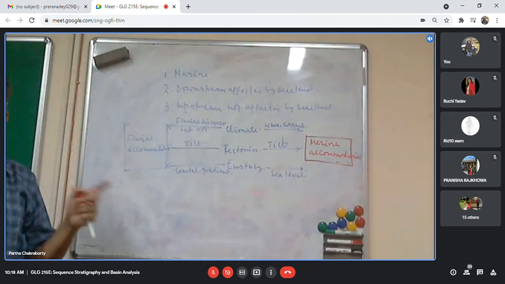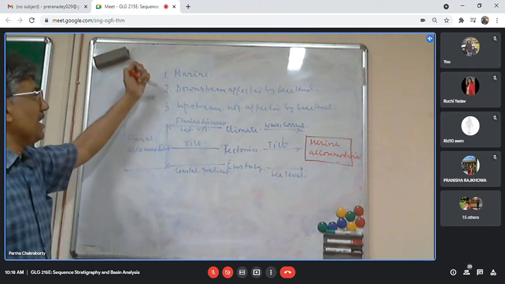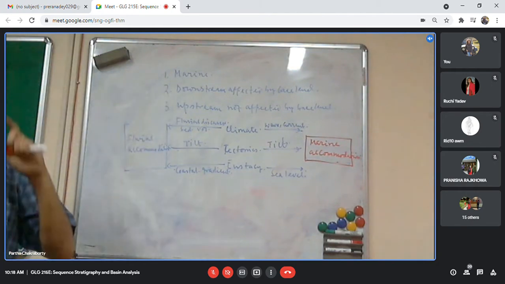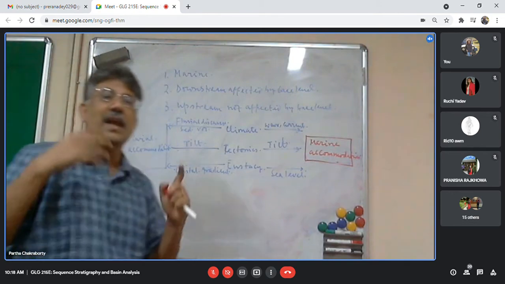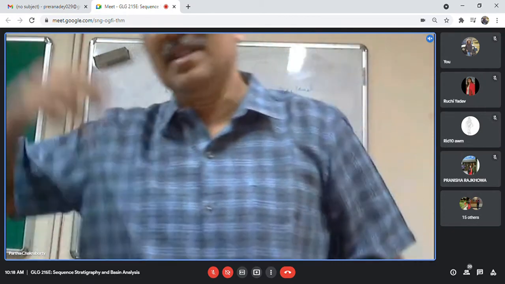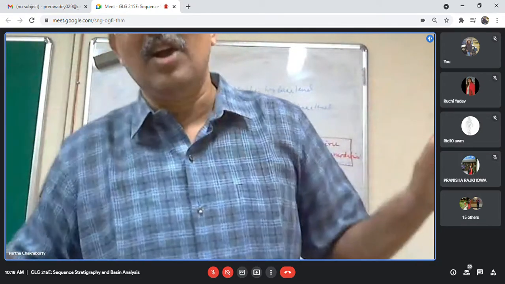So when we talk about the three different cases that I have talked about, the marine system, the downstream affected by base level, upstream not affected by base level, that is how the different controls they affect in the different parts of the sedimentary basin, the subaerial part and the subaqueous part, and how these three parts they correspond to different.